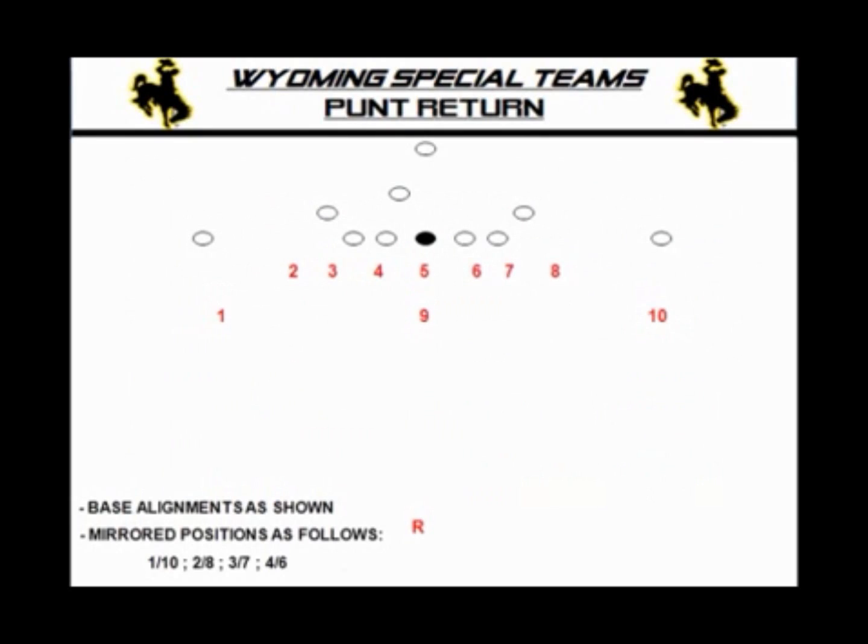and know where those weaknesses are. Okay. Now this is our base alignment for our punt return versus a tight punt, the old spread punt. 1 and 10 are our corners. You obviously got the returner on the back end.